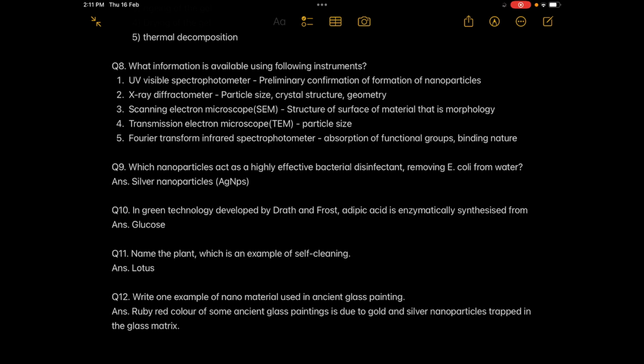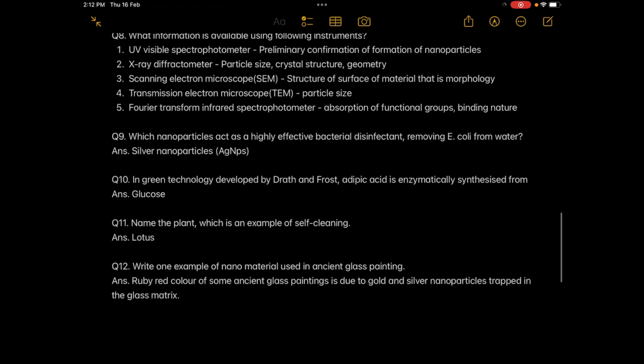The next one is scanning electron microscope. So from here we get the information of the structure of the surface of the material, that's actually the morphology of a particular material. The next is TEM, that is transmission electron microscope. We can understand the particle size from this. The last one is a Fourier transform infrared spectrophotometer. From this we can get the information about the absorption of the functional groups and the binding nature.